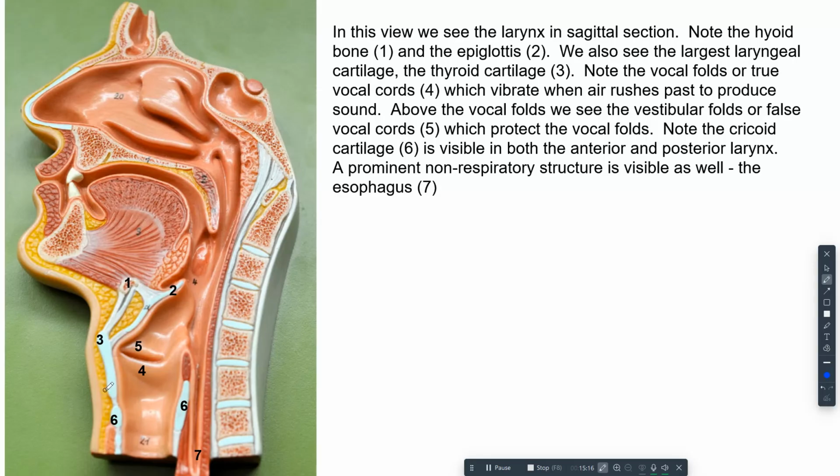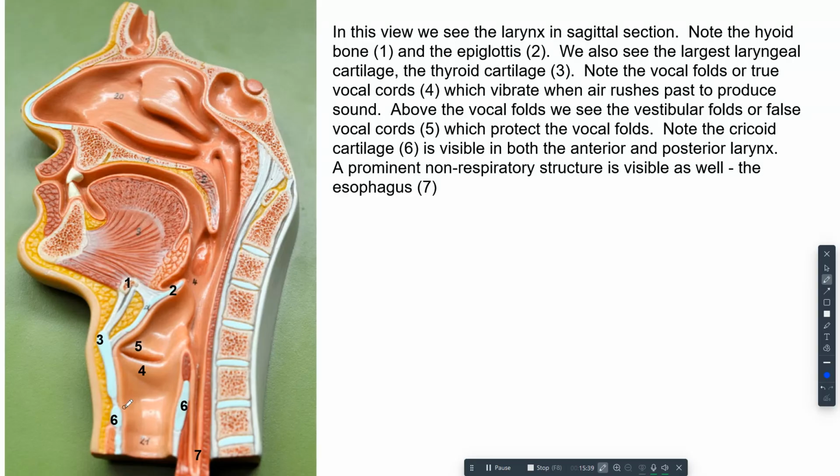We also see the biggest cartilage of the larynx. That's number 3 here. It is called the thyroid cartilage. We'll see him better in a future model. We also see the cricoid cartilage on both the anterior and posterior surfaces, because the cricoid cartilage is a ring.